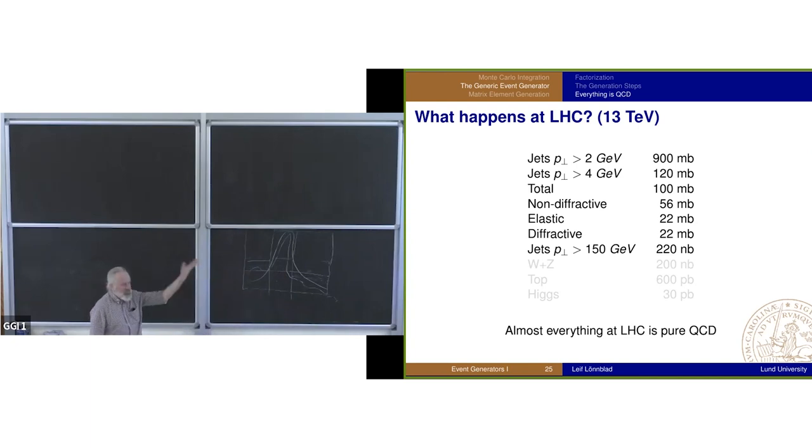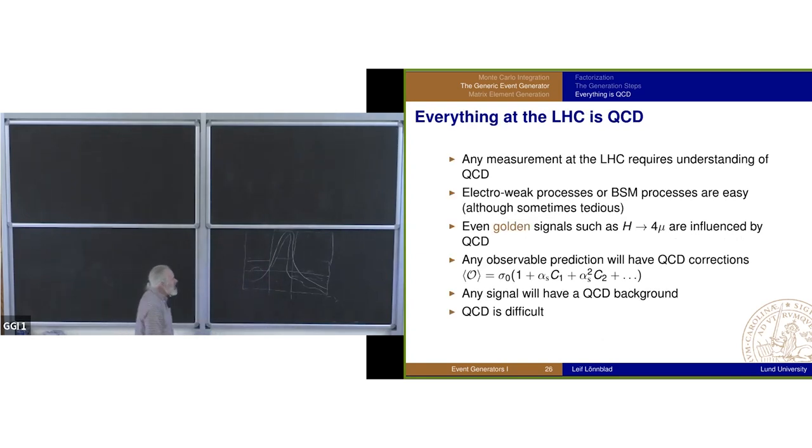And this is important for pileup, because everything you measure, especially now, and even more at the high luminosity LHC, where they will have on average 120 collisions in each bunch crossing, there will be a lot of stuff to take care of. We need to understand this. And it's mainly this soft physics that we would have to worry about. Everything is QCD. Everything else is just fluctuations. Interesting fluctuations, but nevertheless.